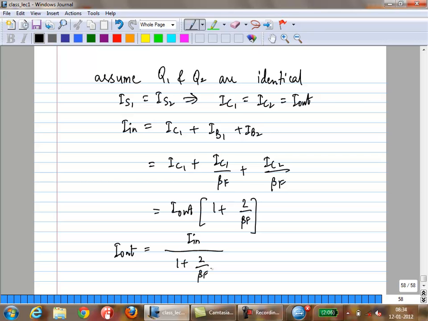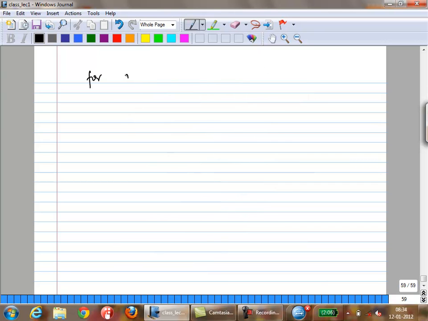Now it may seem that beta F is a couple of hundred and it's not a problem, but this is actually a function of the number of mirror legs you have. If you have more mirror legs, you'll have more transistors for which you'll have to supply the base current. So this 2 over beta F will become 3 over beta F if you have one extra leg. For n legs, you'll have n plus 1 over beta F, right?